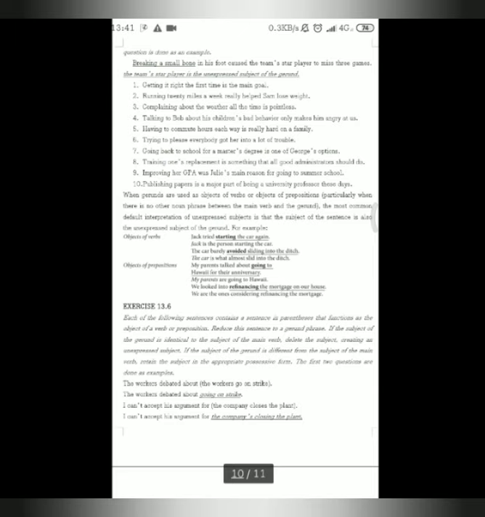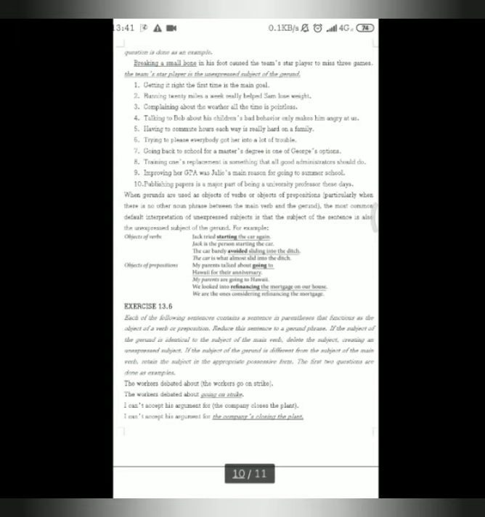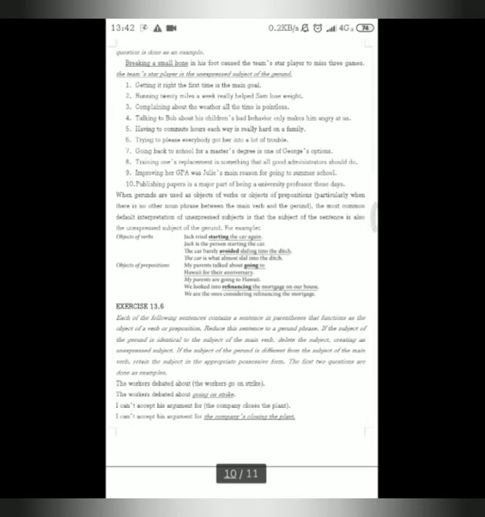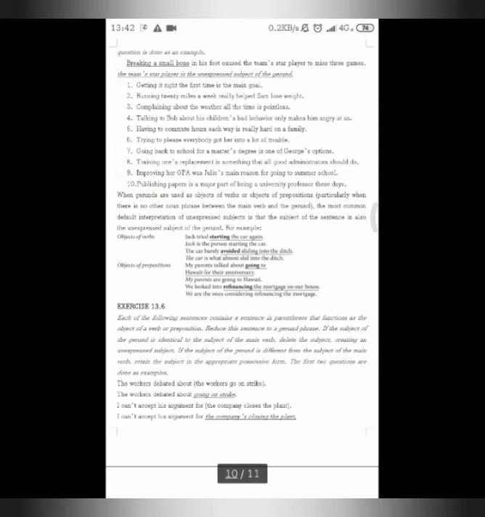The most common default interpretation of an unexpressed subject is that the subject of the sentence is also the unexpressed subject of the gerund. For example, subjects of verbs. Jack tried starting the car again. Jack is the person starting the car. The car barely avoided sliding into the ditch. The car is what almost slid into the ditch.